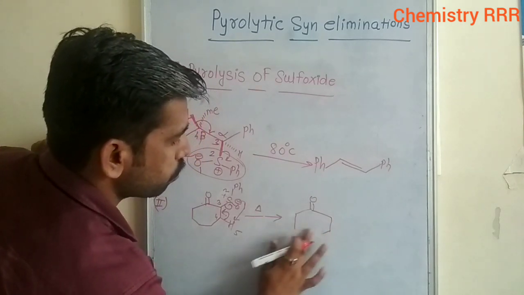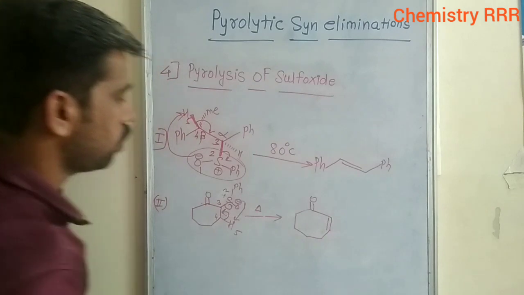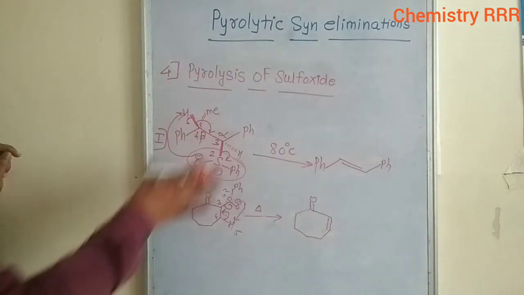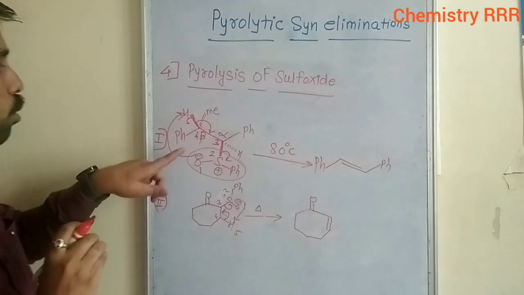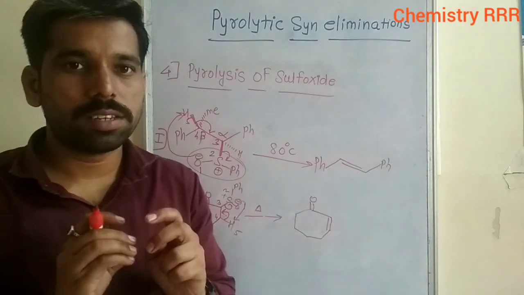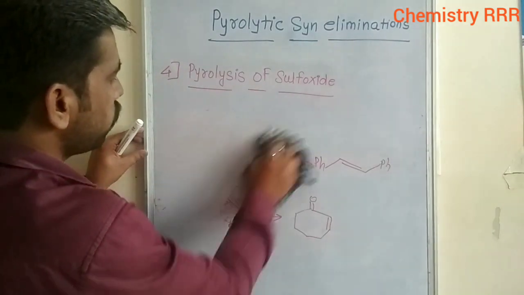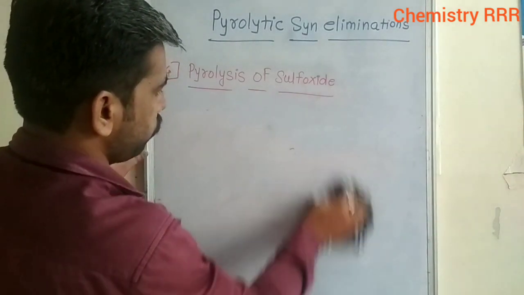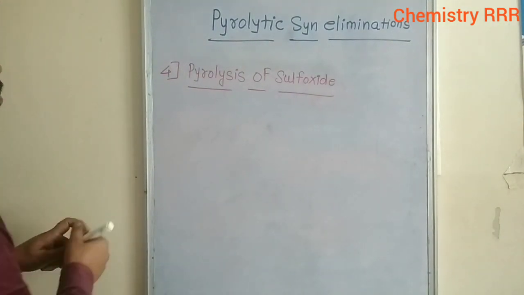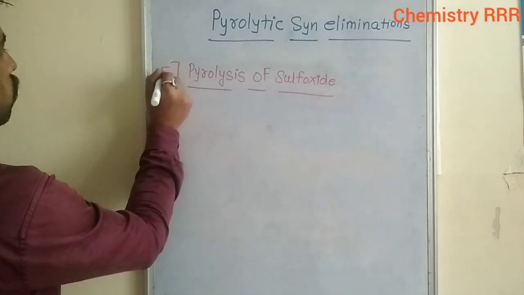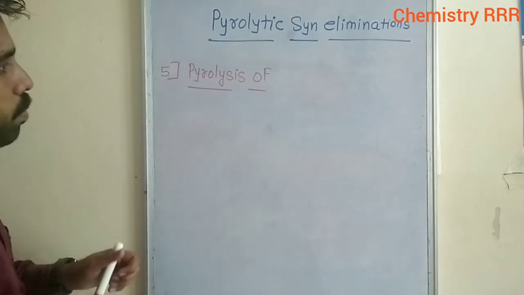Okay, yes. Sorry, we get this eliminated product. This is all about the pyrolysis of sulfoxide. In pyrolysis of sulfoxide, there is involvement of the 5-member transition state. Okay, now let's discuss pyrolysis of selenoxide.